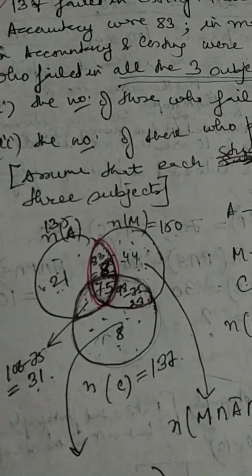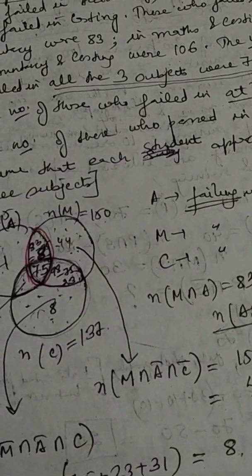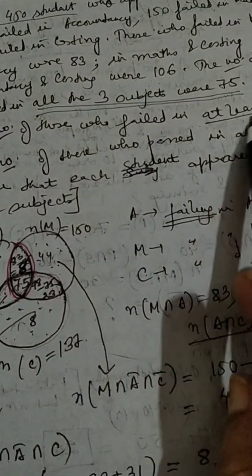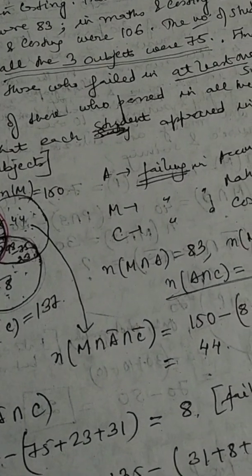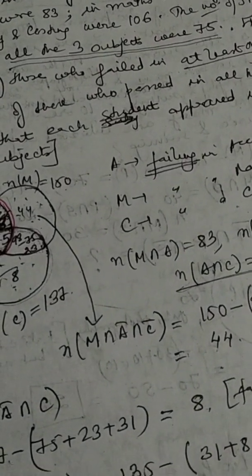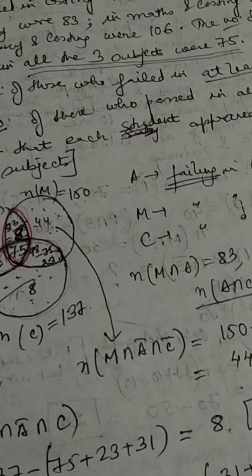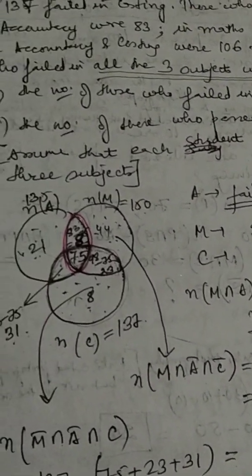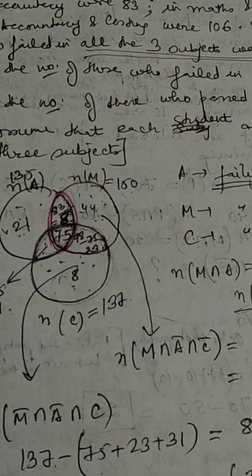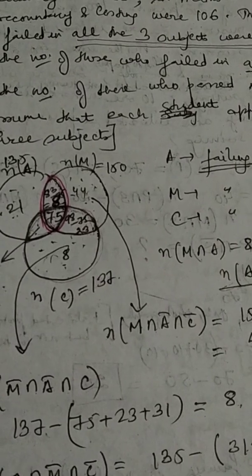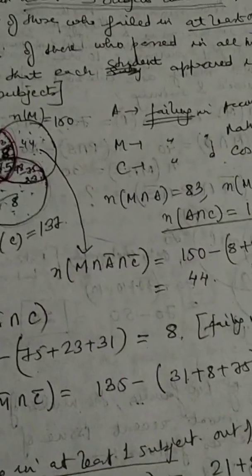So what do we need now? We need to find the number of students who failed in at least one of the 3 subjects. At least one of the 3 subjects means what? I think I discussed this already. At least one of the 3 subjects means failing either in one subject, or in 2 subjects, or in all the 3 subjects. And if you remember the discussion that we had earlier, it means n of the union of the 3, that is n of A union M union C.